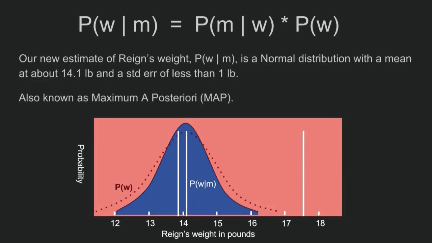It's normally distributed at about 14.1 pounds, and it has a standard error of less than a pound. You'll notice it's even narrower than our original prior. So we've taken our original belief and we've been able to sharpen it up just a bit. And incidentally, the peak of this curve is called the maximum a posteriori result. If we had to choose one value to represent our belief, that's not a bad one to choose.